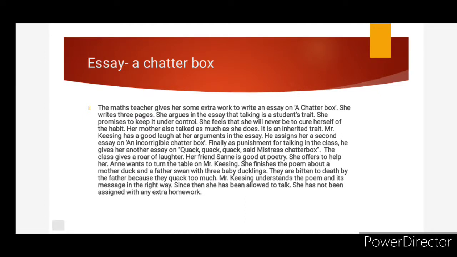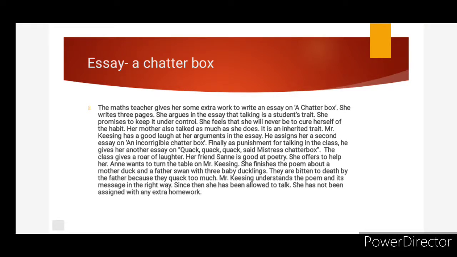The maths teacher gives her some extra work to write an essay on a chatterbox. She writes 3 pages. She argues in the essay that talking is a student's trait. She promises to keep it under control. She feels that she will never be able to cure herself of the habit. Her mother also talked as much as she does. It's an inherited trait. Mr. Keyzing has a good laugh at her arguments in the essay.